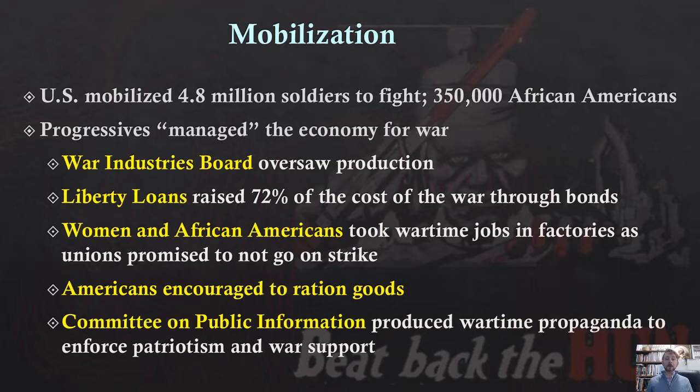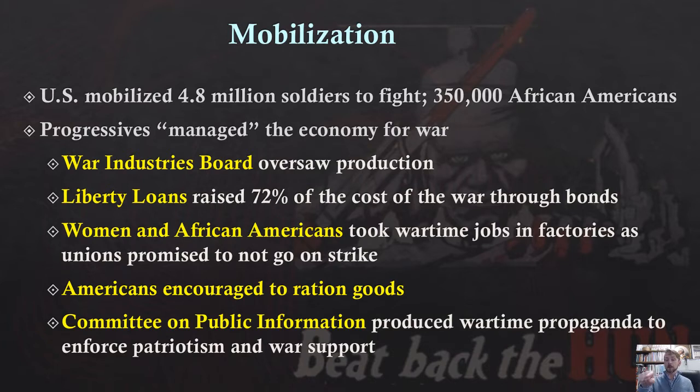So you can see the different ways the progressives manage this economy. Production will be watched over by the War Industries Board. Liberty loans will raise money for the cost of the war. African Americans and women take jobs. Unions promise not to go on strike. Americans were encouraged to ration goods. And a Committee on Public Information produced propaganda to reinforce patriotism.